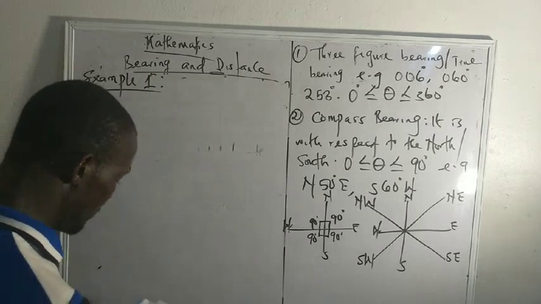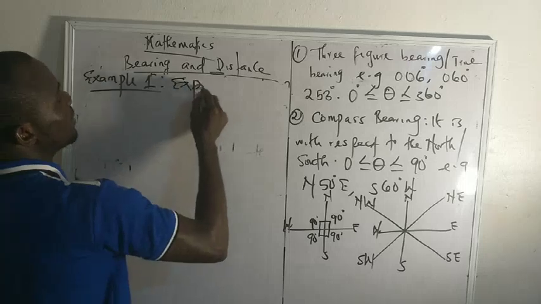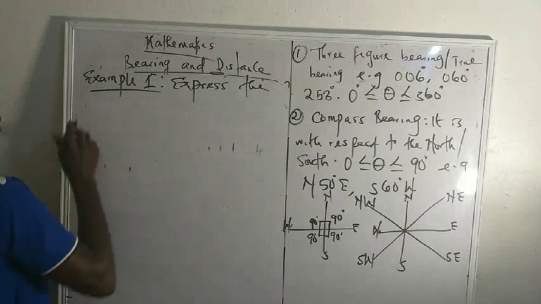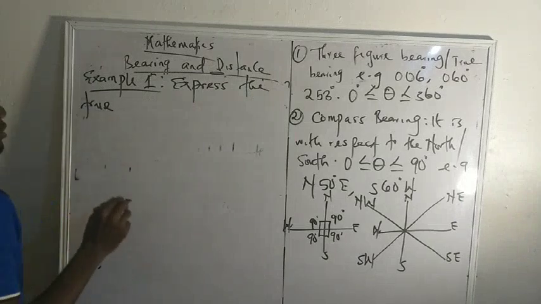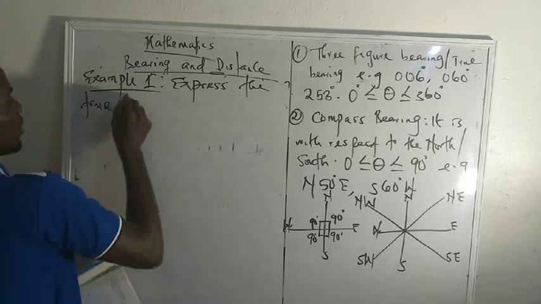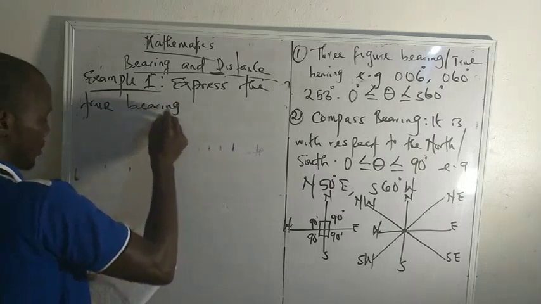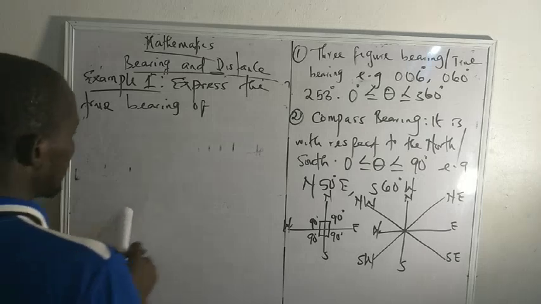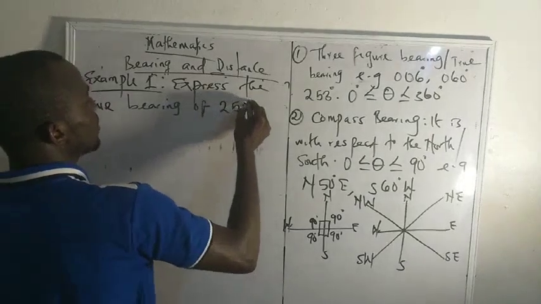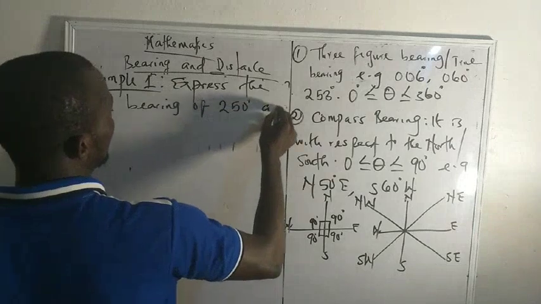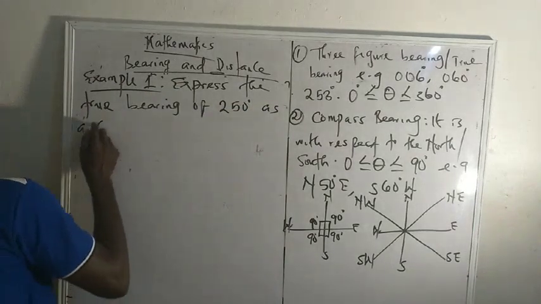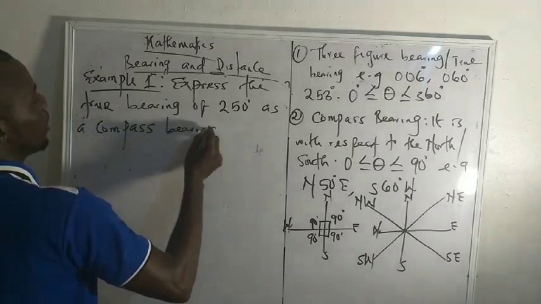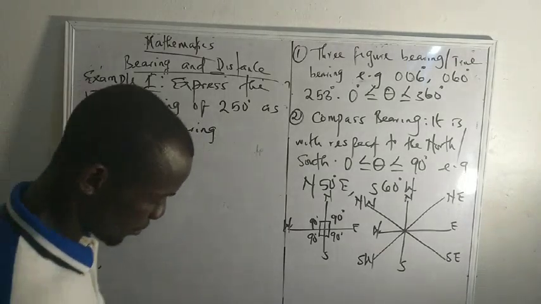We are meant to express the true bearing of 250 degree as a compass bearing. All right.